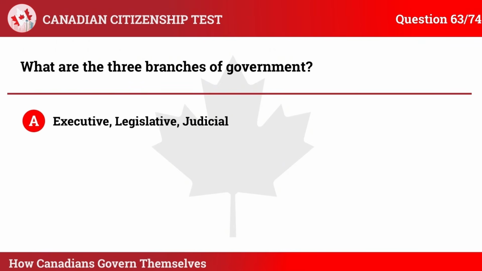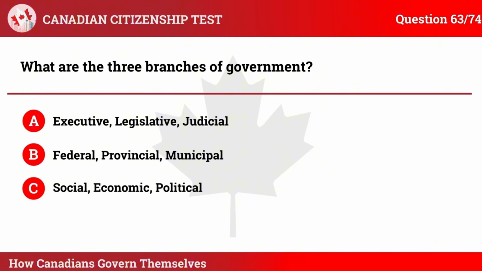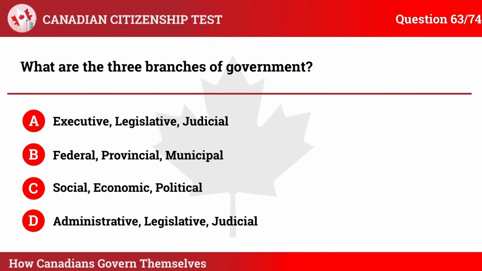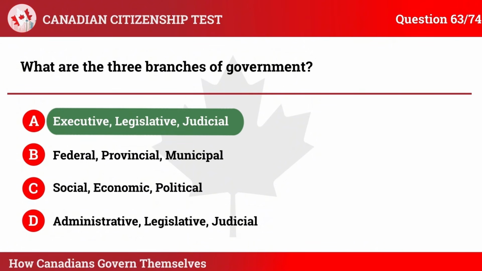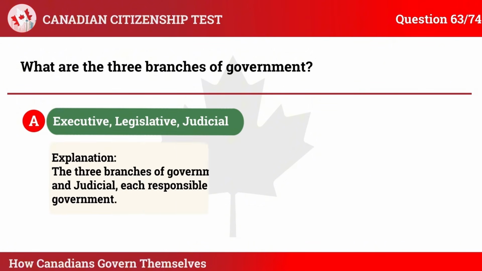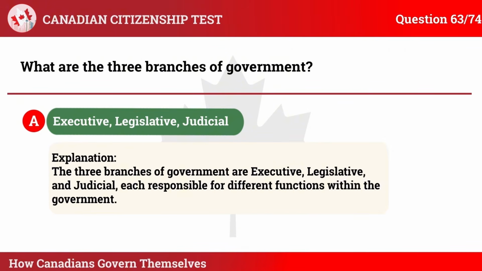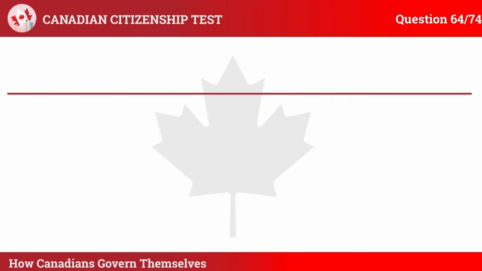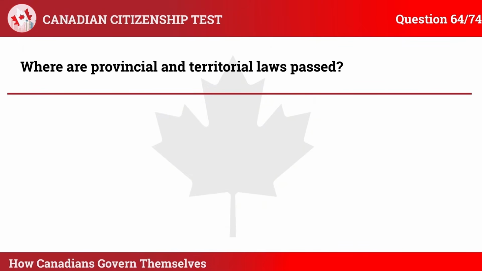A. Executive, legislative, judicial. B. Federal, provincial, municipal. C. Social, economic, political. D. Administrative, legislative, judicial. The correct answer is A. Executive, legislative, judicial. Explanation: The three branches of government are executive, legislative, and judicial, each responsible for different functions within the government. Question 64. Where are provincial and territorial laws passed?